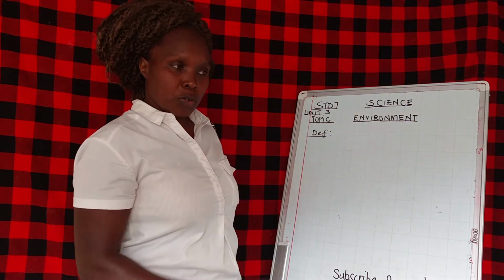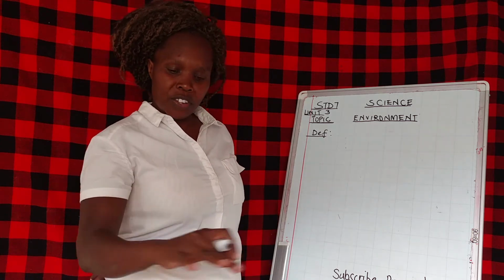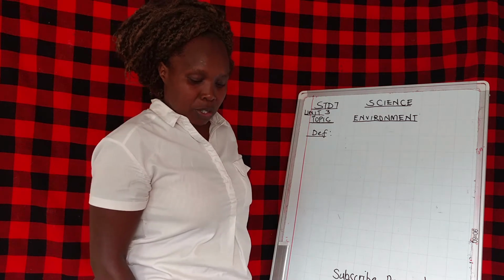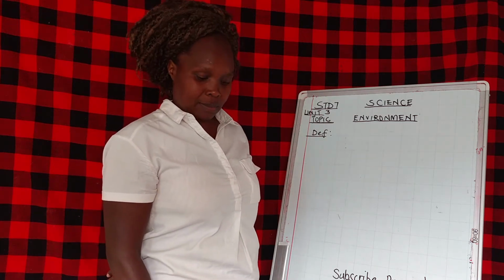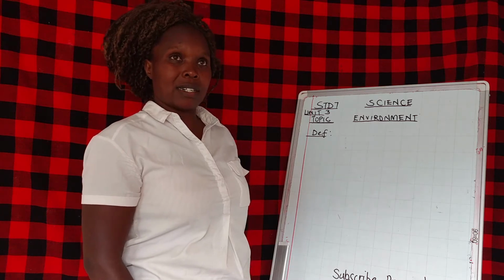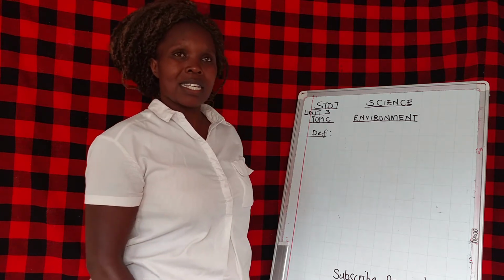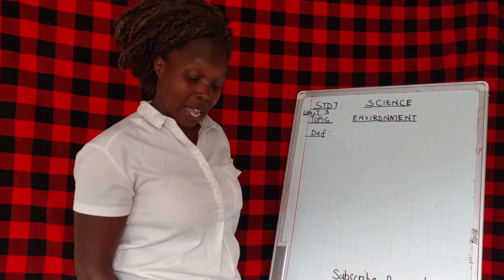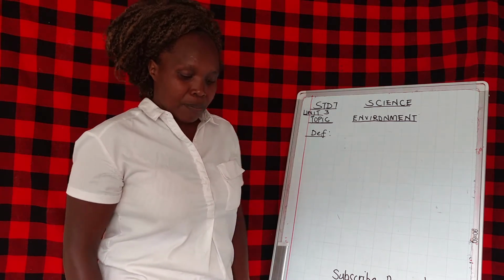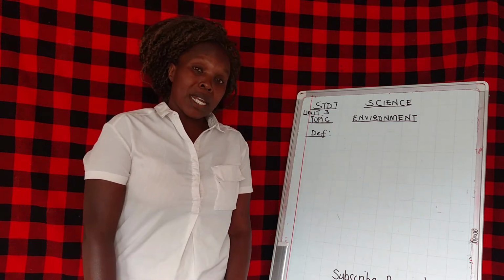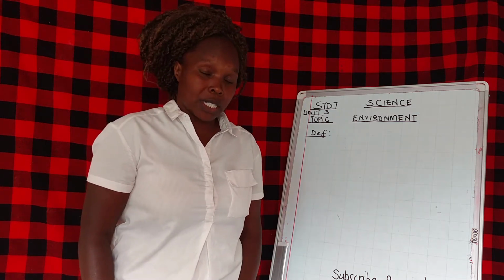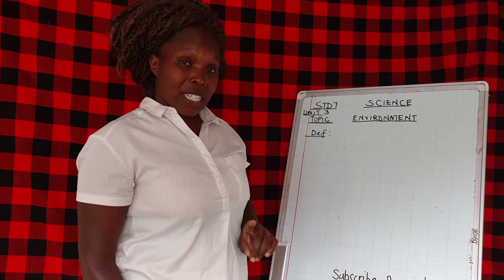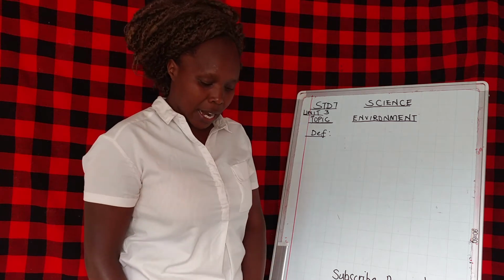All the things that surround you are your environment. So, the environment comprises both living and non-living things. If you look around your area, you can see some things which are living and some which are non-living. The living part of the environment is made up of plants and animals.